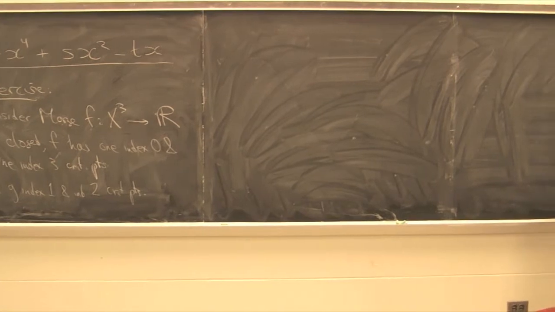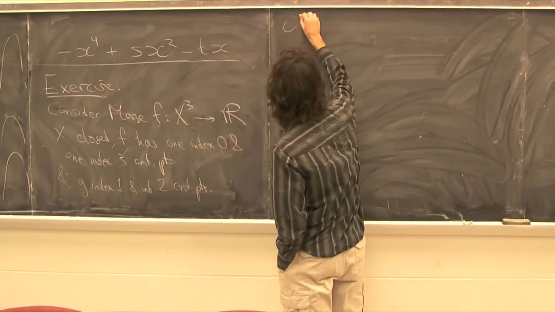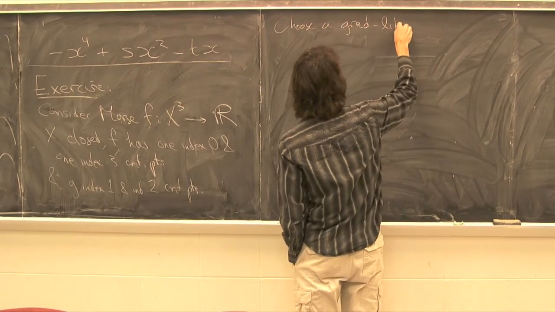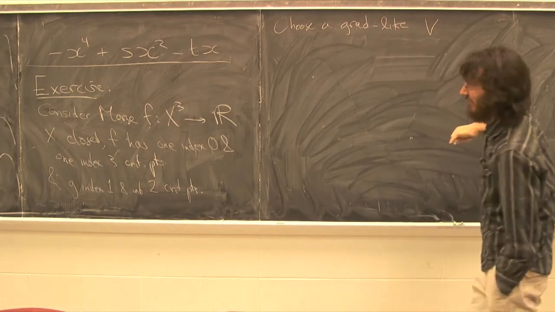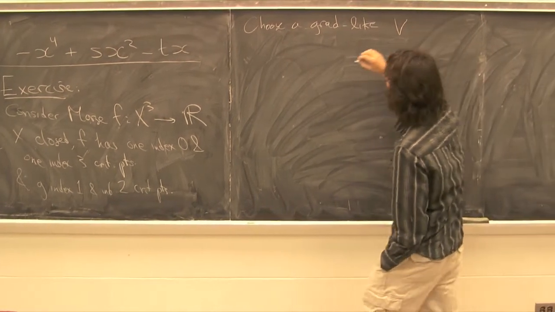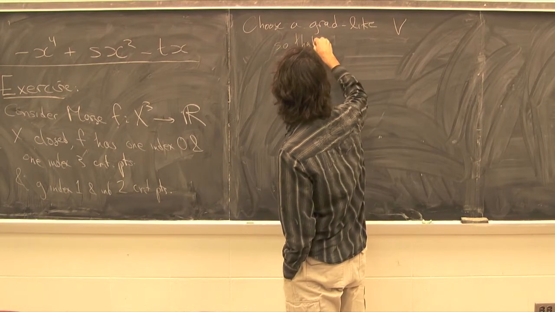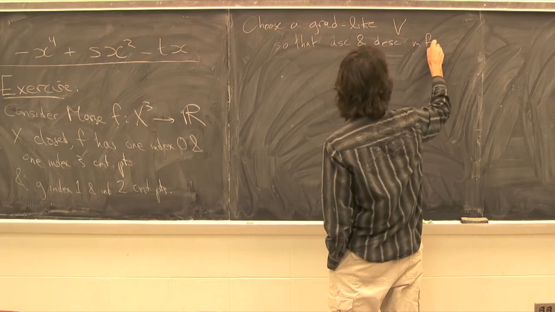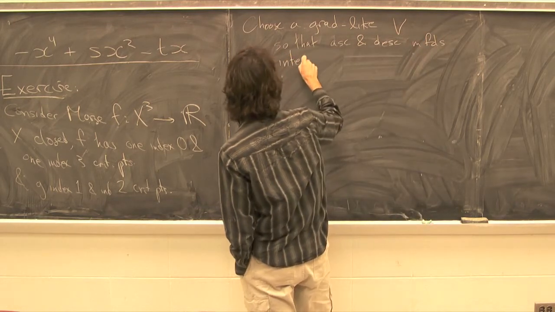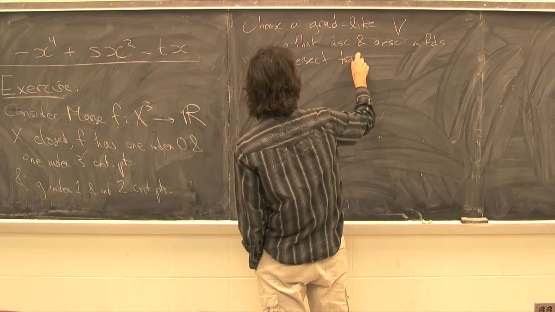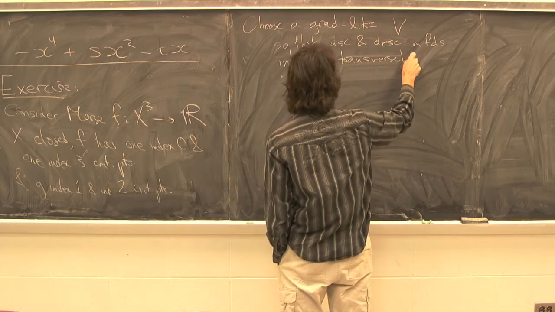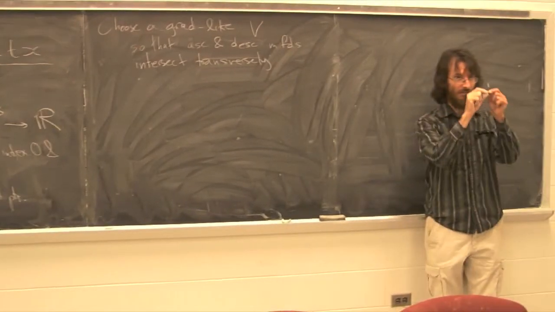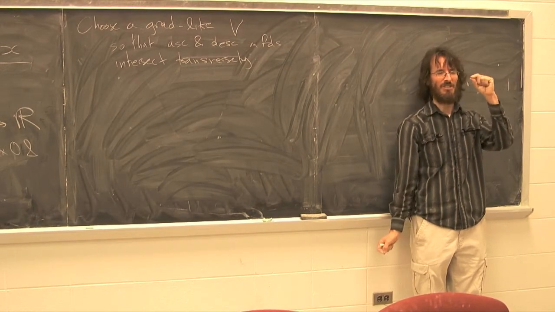So now let's choose a metric, choose a gradient-like vector field so that the ascending and descending manifolds intersect transversely. Okay, the other thing I may not have emphasized in the cancellation lemma, if you have a single flow line, you need to assume that you've got all the transversality in it.